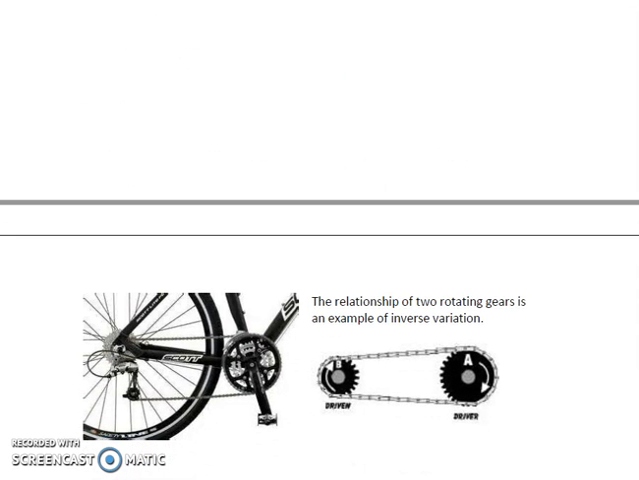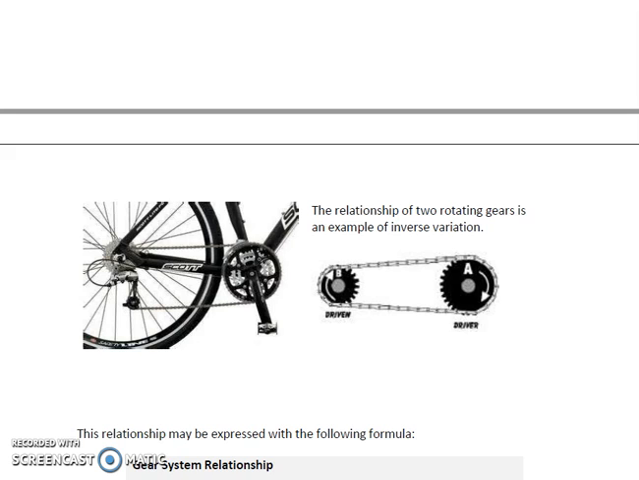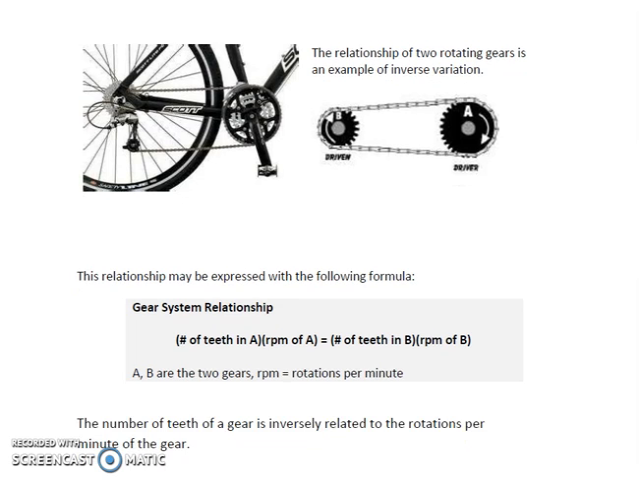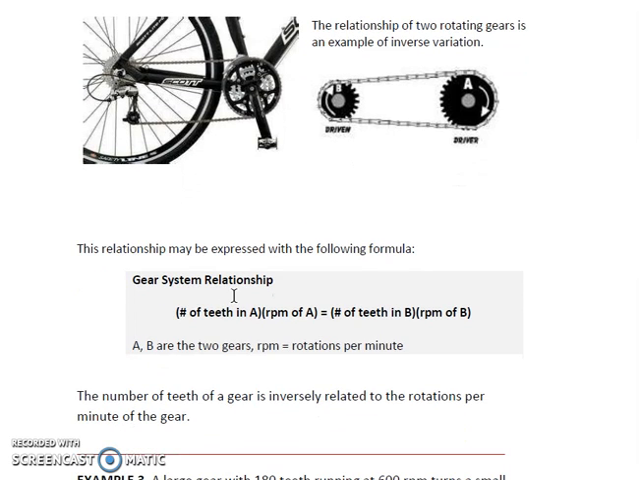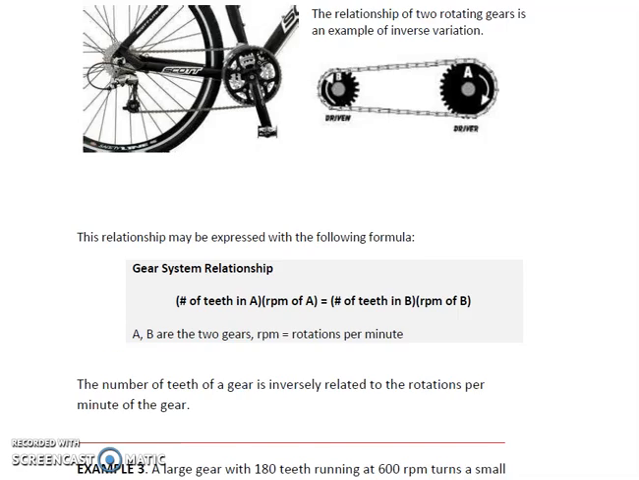Gear system relationship. The relationship of two rotating gears is an example of inverse variation. This relationship may be expressed with the following formula. The number of teeth in gear A times the rotations per minute of gear A equals the number of teeth in gear B times the rotations per minute of gear B. The number of teeth of a gear is inversely related to the rotations per minute of the gear. If there's more teeth, then there's less rotations per minute, and if there's more rotations per minute, then there's less teeth.